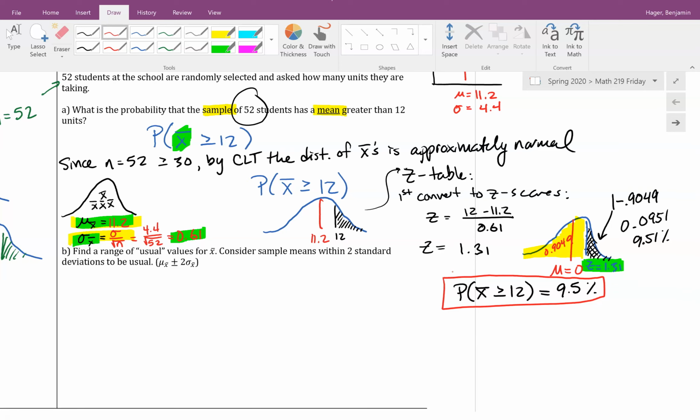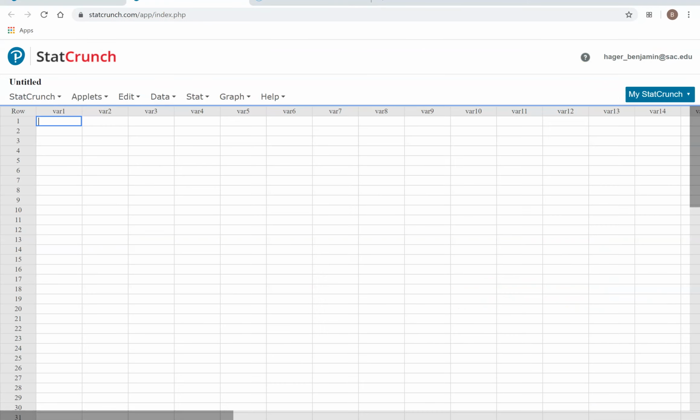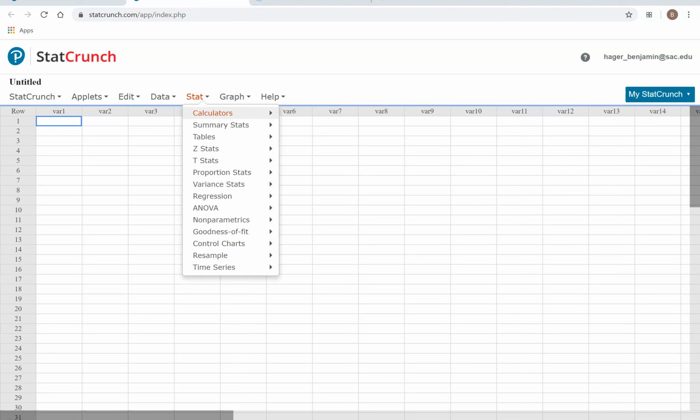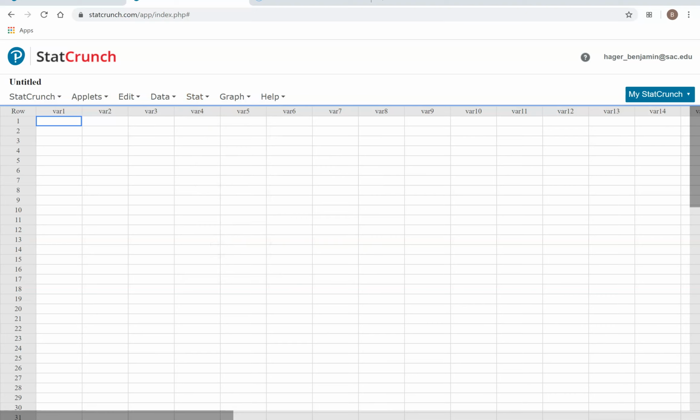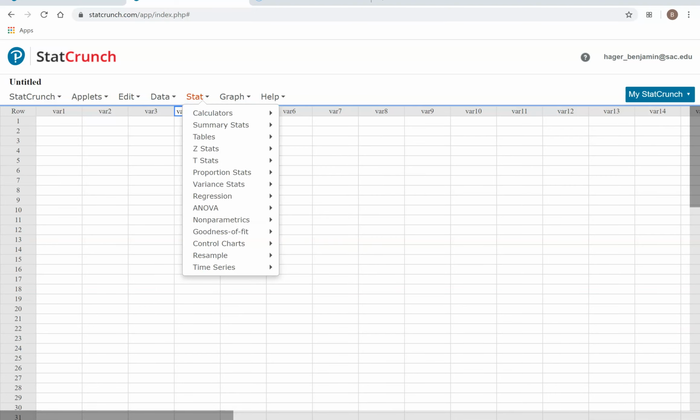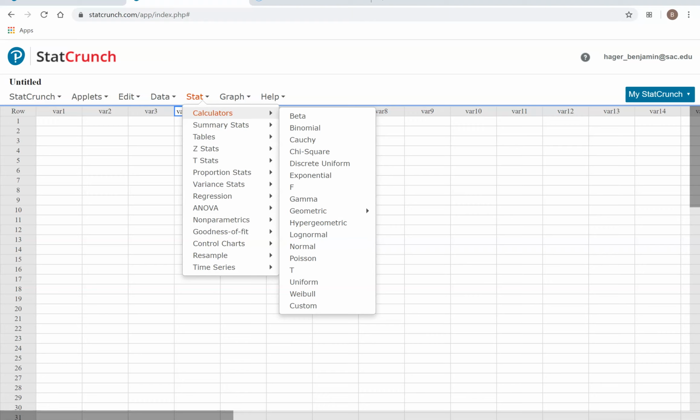Let me go ahead and just show you that on StatCrunch. I've got it ready to go, how to do this calculation. With StatCrunch, again, you don't have to do this z-table conversion, which I do recommend you do quite a few times just to kind of get it down. But it certainly is easier on StatCrunch. I'm going to go to Stat, Calculators, and I'm going to try this with my finger, not my pen, Calculators, and look for the distribution we're dealing with, which is normal.